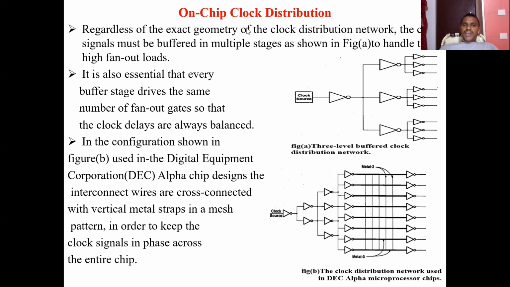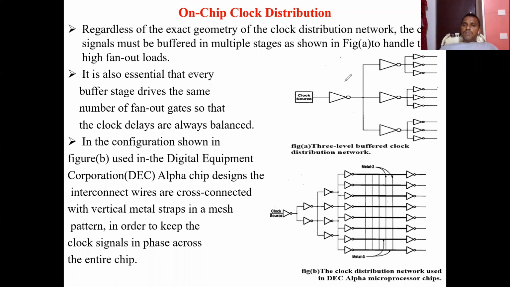Regardless of the exact geometry of the clock distribution network, the clock signals must be buffered in multiple stages like this, as shown in the figure, to handle the high fan-out loads. Here is a three-level buffered clock distribution network: first level, second level, and third level. In the first level, the clock source generates the signal and it is given to the inverter. The same signal is applied to the next inverters, so that we get the inverted signal.